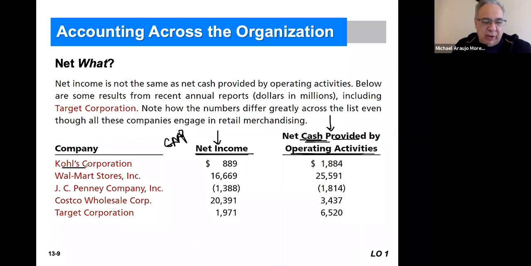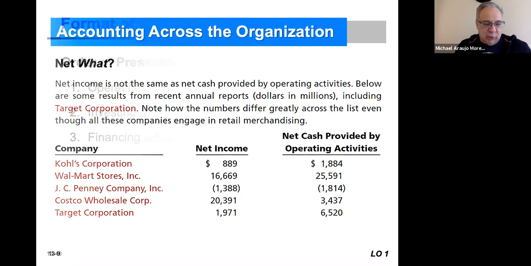So Kohl's, for whatever year this is, had $889 million of net income, but they had $1.8 billion in cash provided by the operating activities. How can that be? You're going to see. Walmart had $16.6 billion in profit for whatever year this was, yet they had over $25.5 billion in cash provided by operating activities. How could that be? You will see. Okay, learning objective 2.